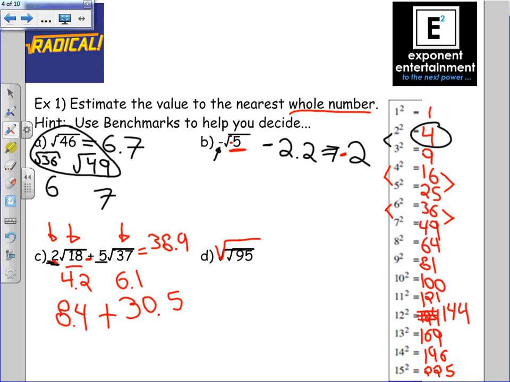Square root of 95. 9.8. 9.7. People are saying 9.8, 9.7, somewhere around there, right? 9.8. But we still have one more square root left. What's that going to come down to be? 3.6. 3.4. How'd you get that? I think it's 3.6.